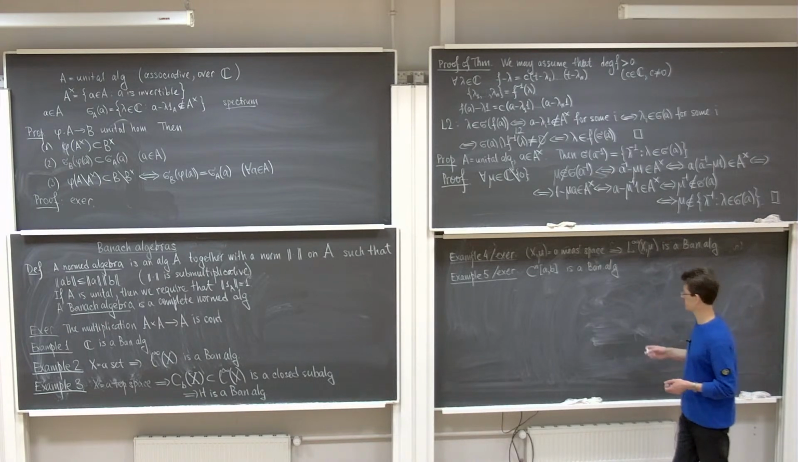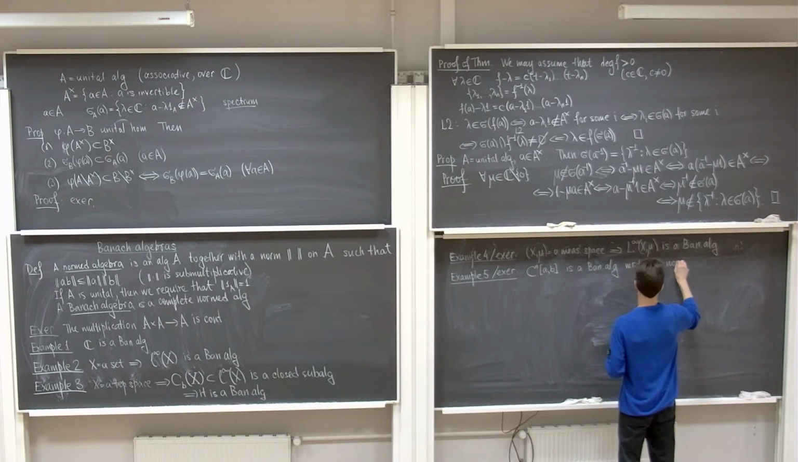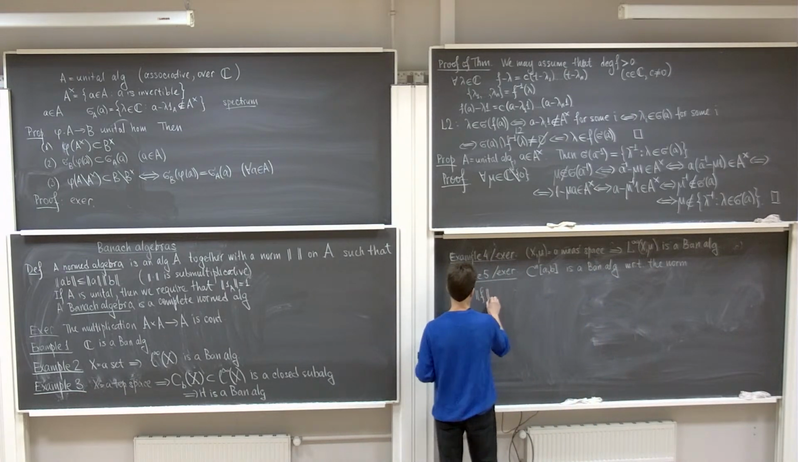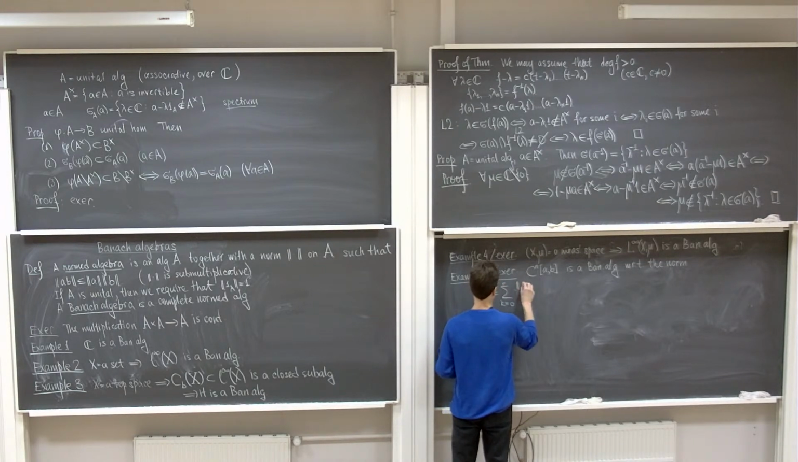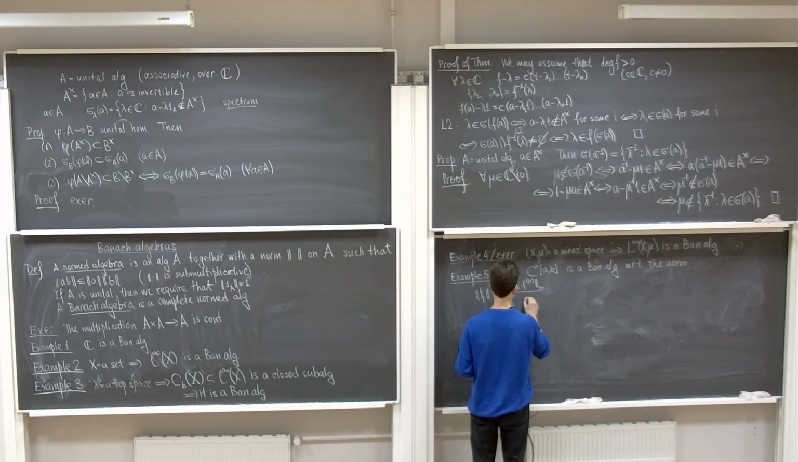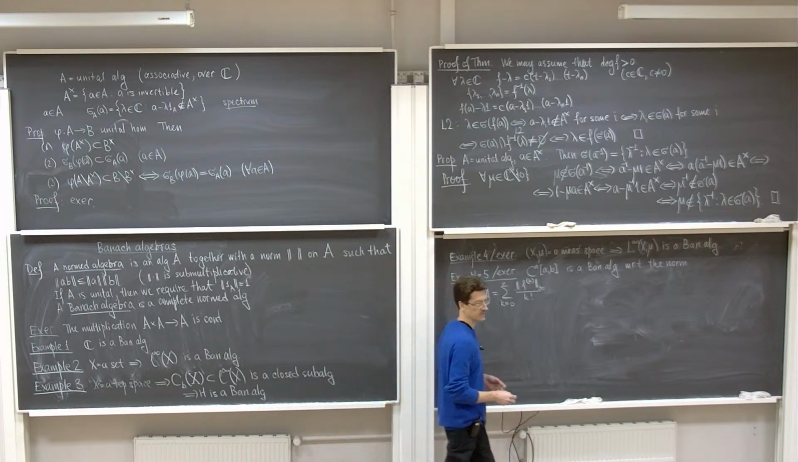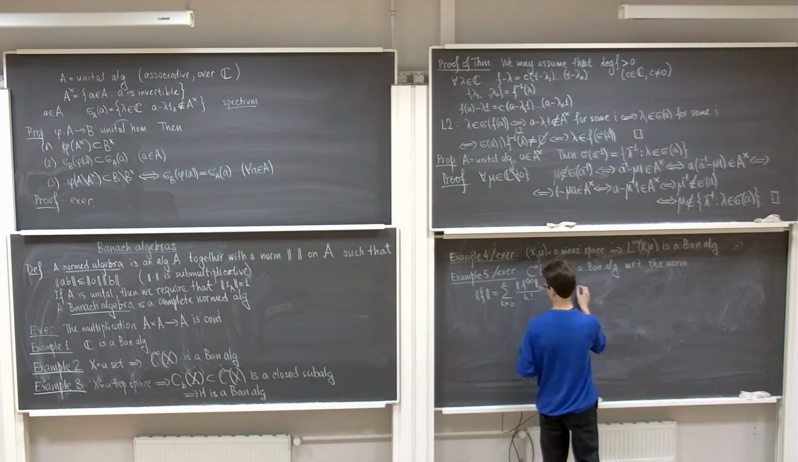But this is a Banach algebra with respect to the following norm, which is equivalent to the original norm. So the new norm is given by the following formula. We take the supremum norm of the kth derivative and divide it by k factorial, and take the sum from 0 to n. And this norm is easily seen to be submultiplicative and equivalent to the original norm.